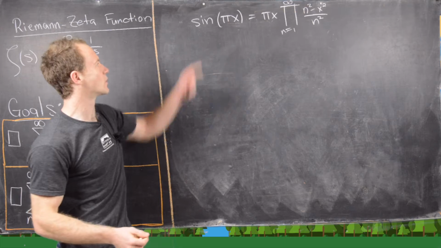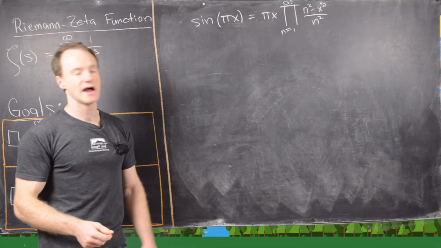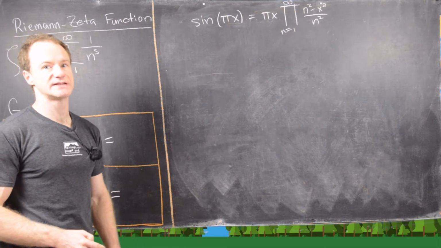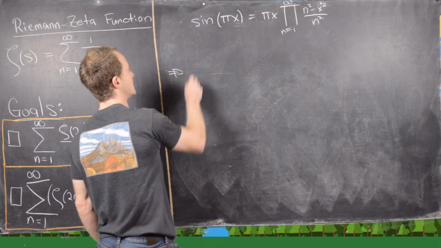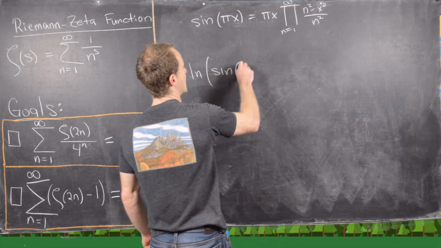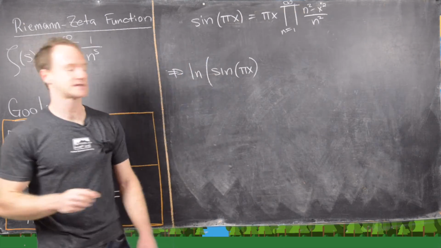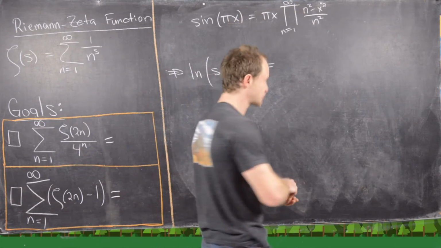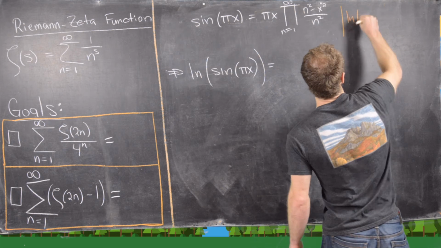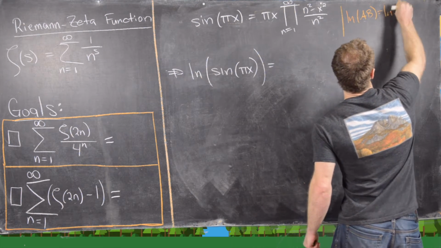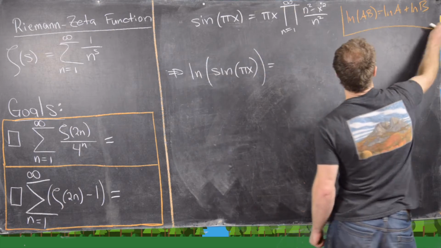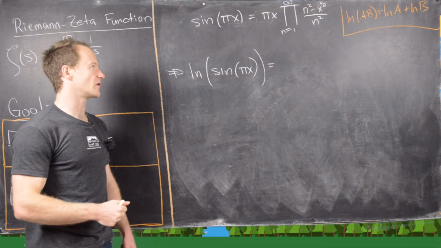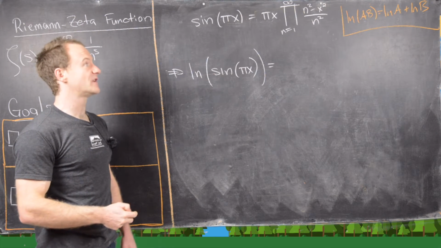Okay, so let's recall on the last board we had sine of pi x equals pi x times the product of n squared minus x squared over n squared. The next thing that I want to do is take the log of both sides. If we take the natural log of both sides, we'll have the natural log of sine of pi x equals the natural log of this product. But let's recall this super elementary fact that the natural log of a product turns into the sum of the natural logs. So we have natural log of a times b equals natural log of a plus natural log of b, and we're going to use that for these infinitely many terms.